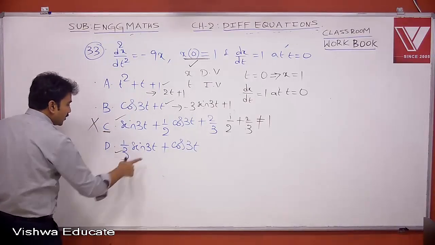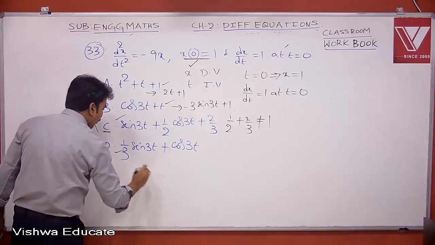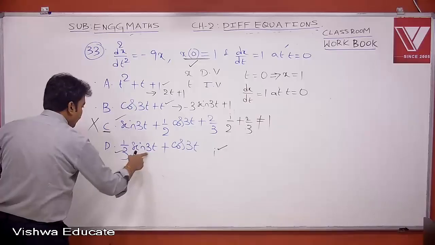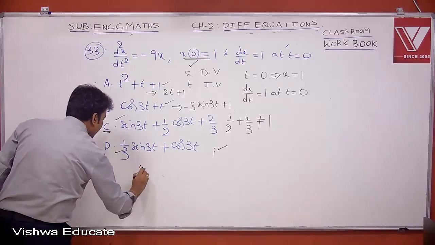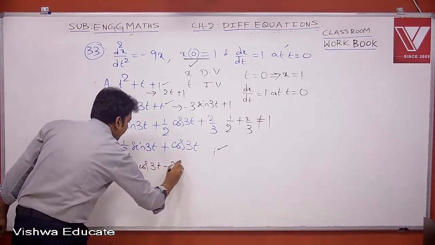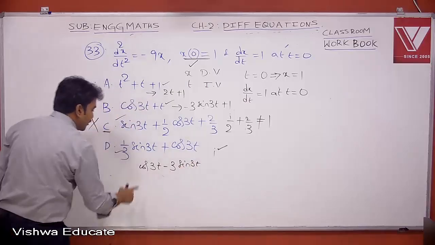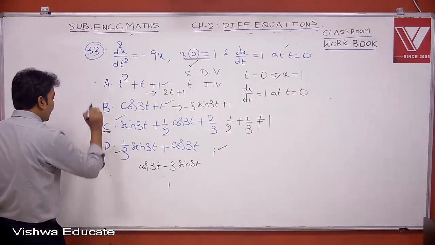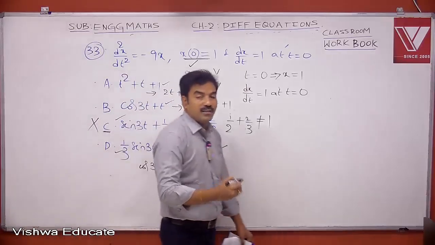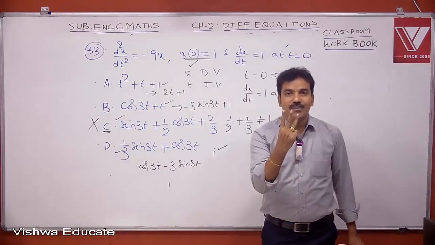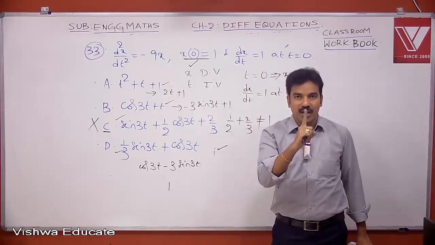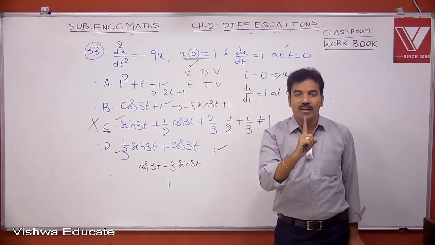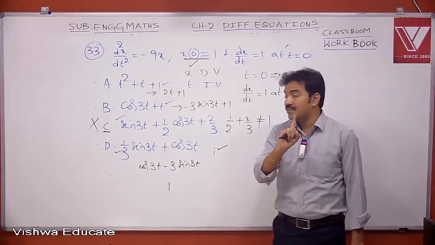Now look at this. When t is 0, it is giving 1. So it satisfies the first boundary condition. Try to find the derivative of this. The derivative of this is cos 3t minus 3 sin 3t. When you replace t by 0, we are getting 1. So it satisfies both boundary conditions. So the unfortunate thing in this case is 3 different options satisfy all boundary conditions: option A, option B, as well as option D. But just by using boundary conditions, I can eliminate only option C.